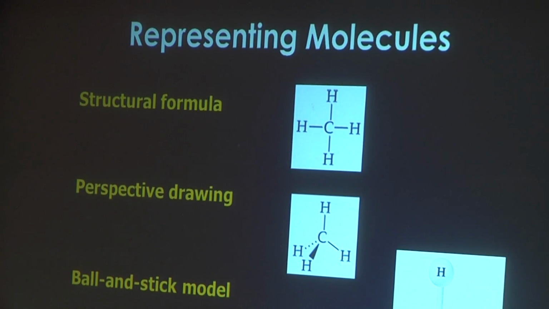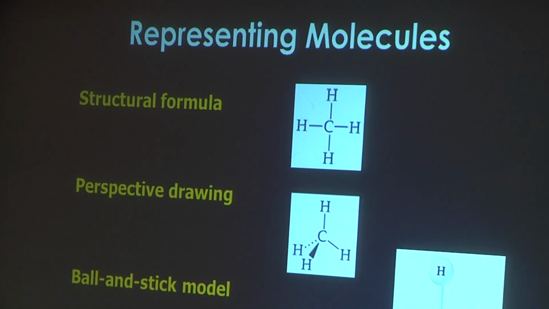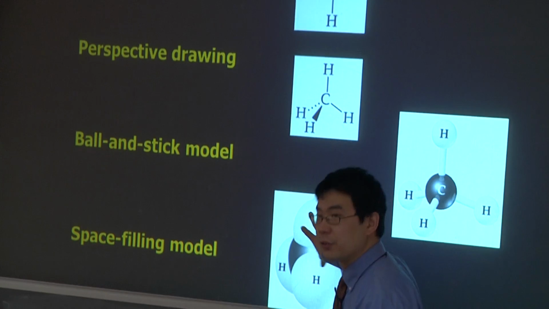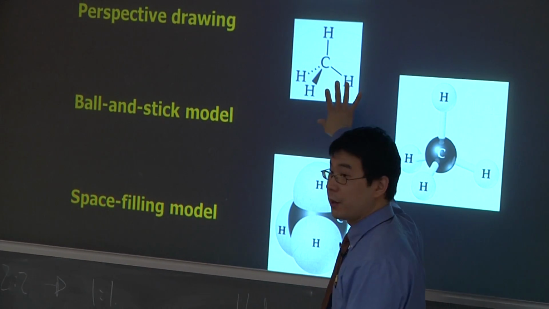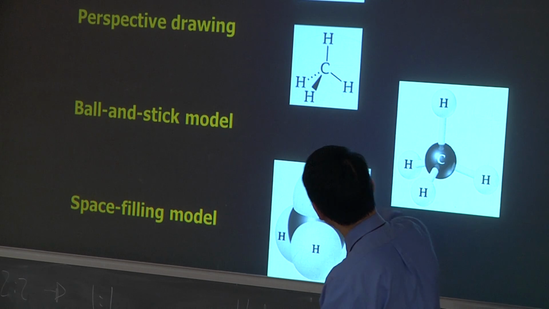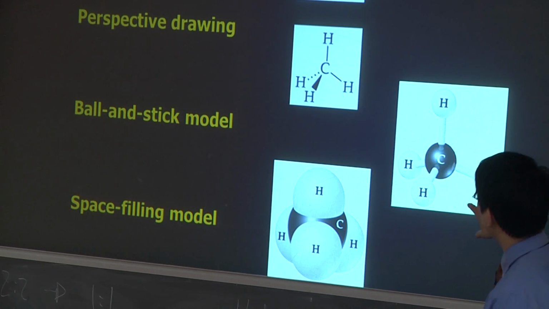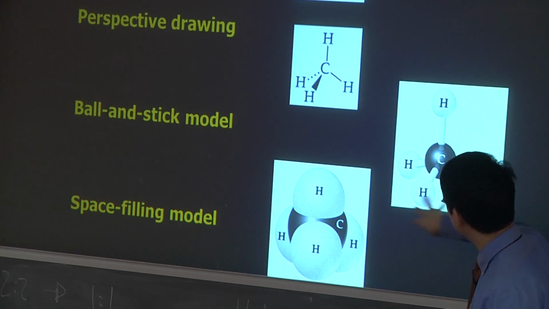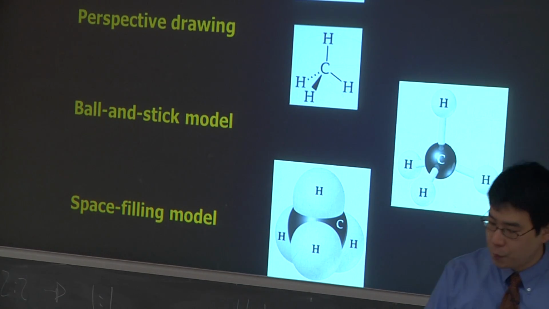Right? And so ball and stick models, space filling models, you're not really going to be drawing these, right? You might be drawing something like this by the end of the class, and definitely if you get into organic chemistry. These are typically computer generated, right? And these show not just the 3-dimensional shape, but also the relative sizes of the different atoms.